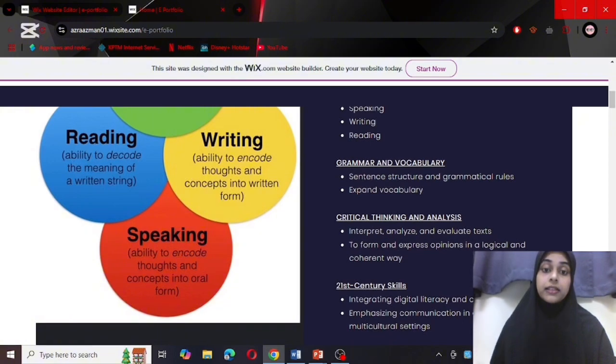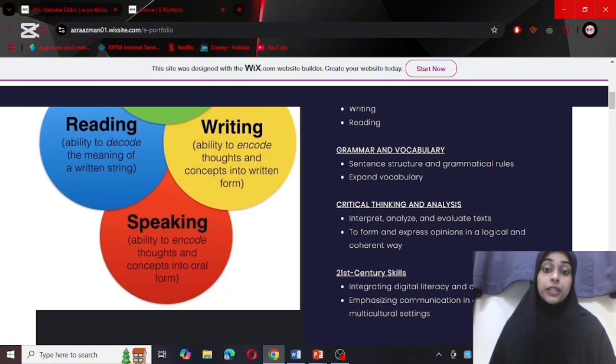And finally, the curriculum also includes 21st century skills like using technology and working with others. It prepares students to communicate in today's digital and multicultural world, helping them succeed in school and beyond. Basically, this curriculum isn't just about learning English, but also about preparing students for the future by building strong language skills, improving their thinking abilities, and learning to work in today's global world. So we are helping them to achieve their best.